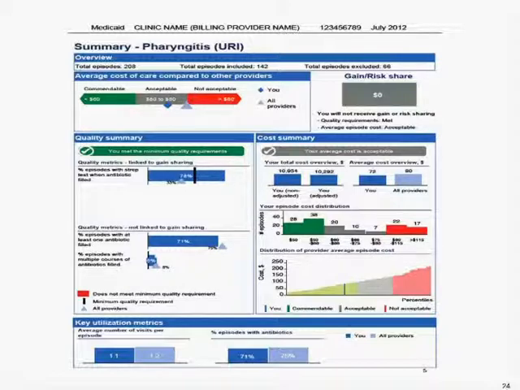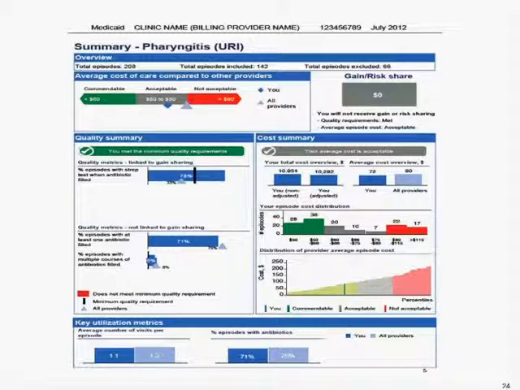The provider is the blue line in the graph, so you can see where you fall with other providers. This information may be helpful to you in trying to understand the source of high cost and identify the practices that led to lower cost episodes.